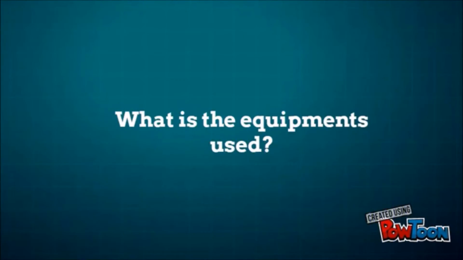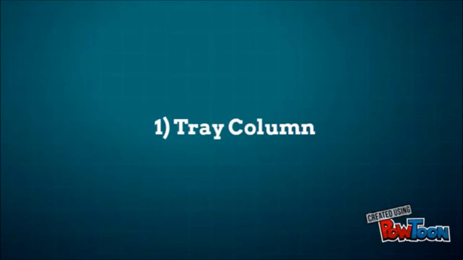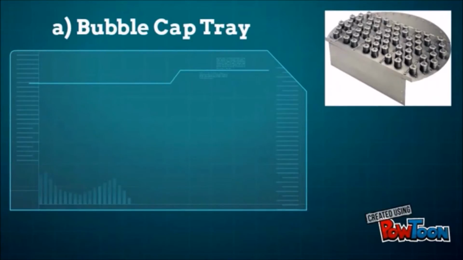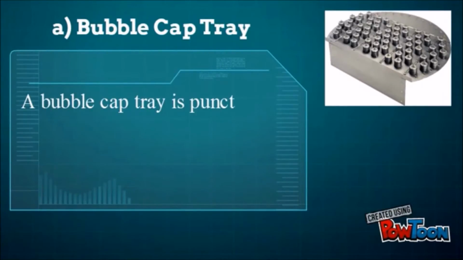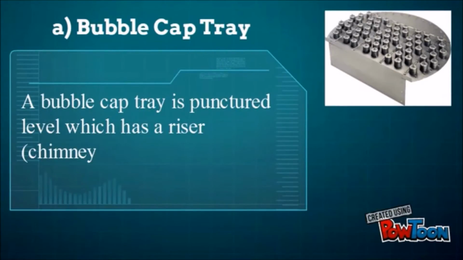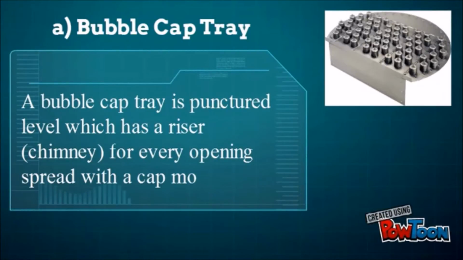What is the equipment used? Tray column. Bubble cap tray. A bubble cap tray is a punctured plate which has a riser for every opening, with a cap mounted.